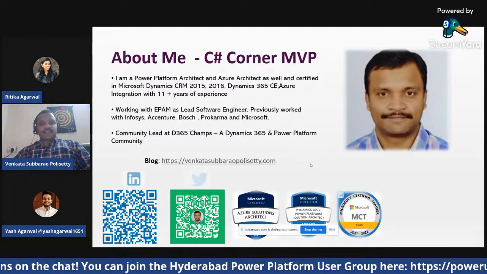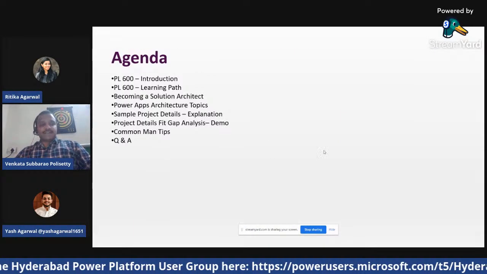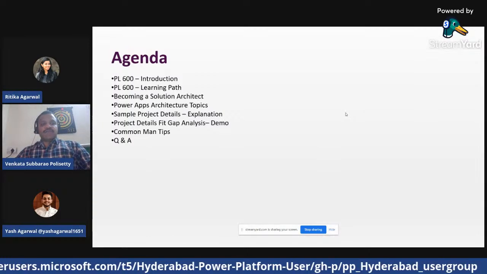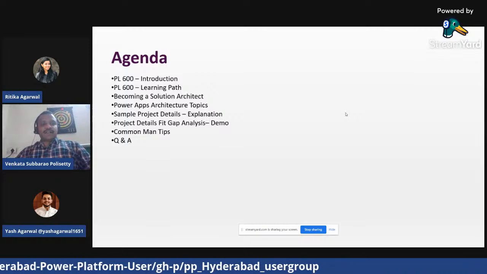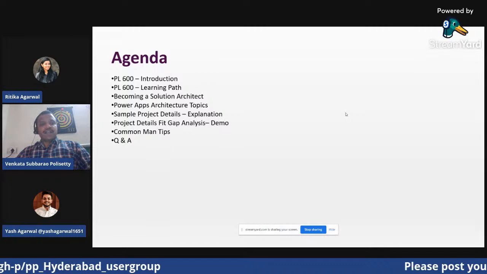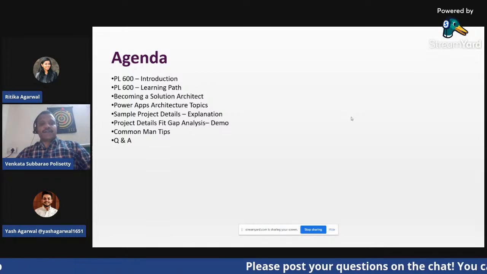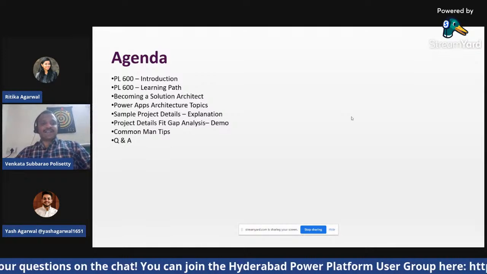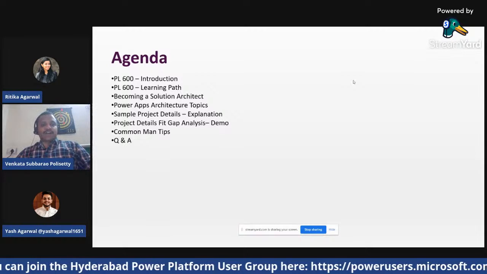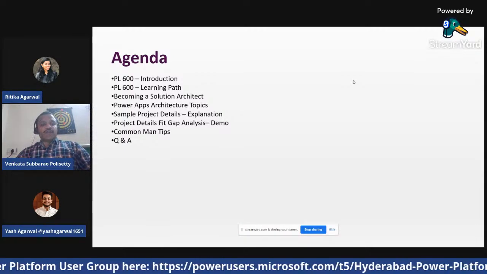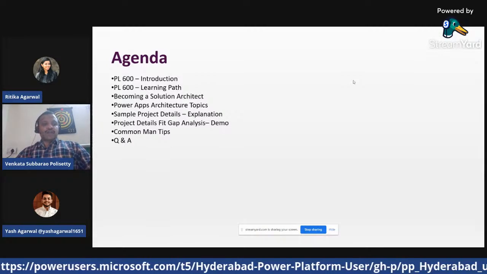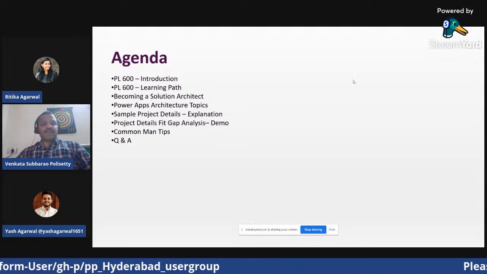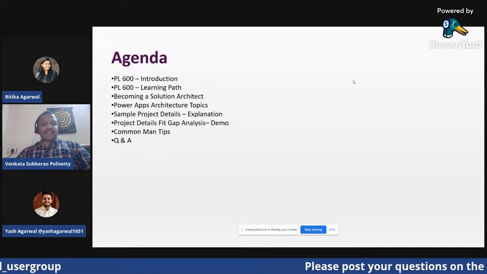So let's move on to the topic. What is in this agenda for today? I'm going to cover the PL600 introduction and the PL600 learning path. In this learning path there are two parts. One is becoming a solution architect. In this, I will give a brief helicopter view of who can become a solution architect and what they are looking for, and also the Power Platform architecture topics that I'm going to cover. At the end, I am going to give sample project details and their explanation, with the help of fit gap analysis. Generally the RFPs will be done using this, which comes under becoming a solution architect. Almost all of it is pre-sales related.